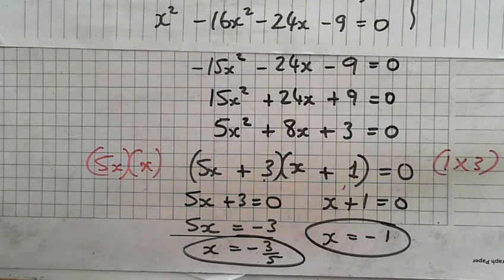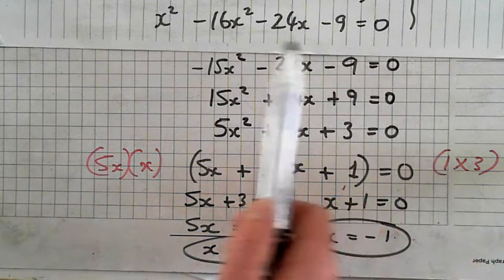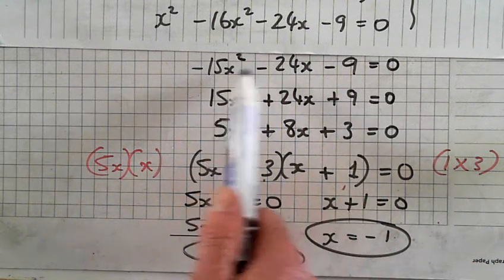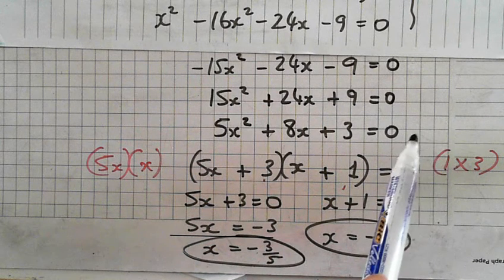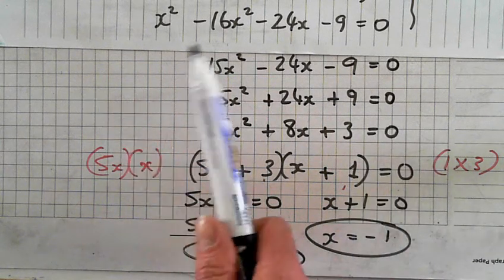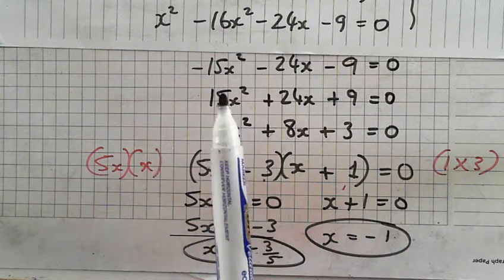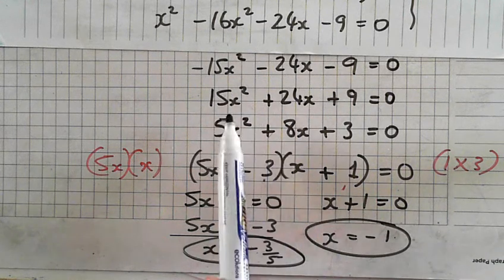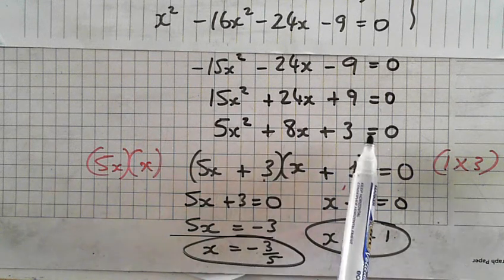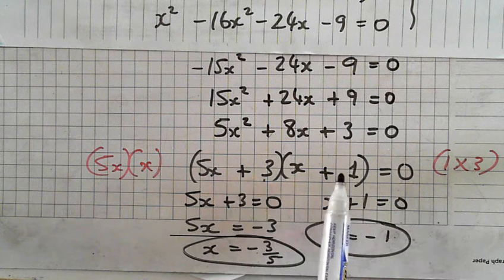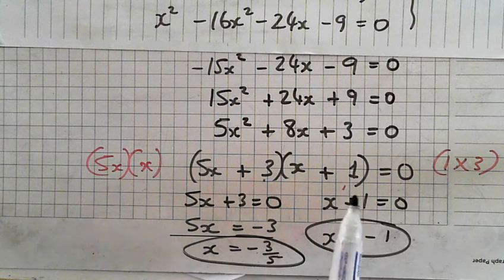Why do you turn them into pluses? Alright, so they're all minuses, I can change them all to pluses. It's always best to have x squared as a plus. Here I divided across by 3, and here I started to factor it. Got the factors. So x is equal to minus 3 over 5 and x is equal to minus 1.